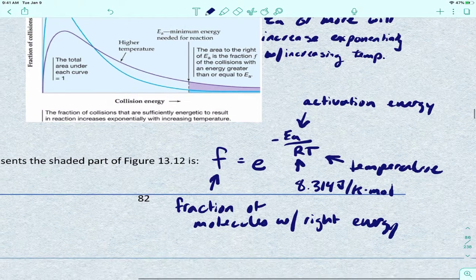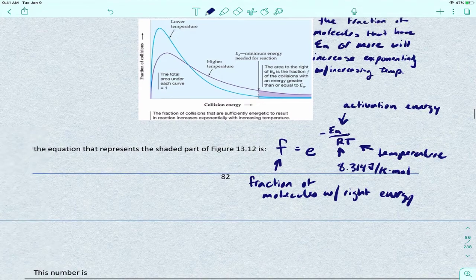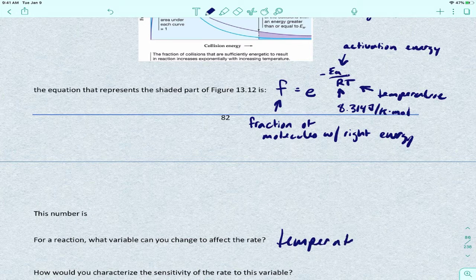Okay. So for a reaction, what variable in this equation can you change to affect the rate? Temperature. Now, this fraction that you calculate out of this, is this going to be a large number or is this going to be small? It's going to be a small number. Remember, we're talking about a fraction, so we're definitely talking about something under 1.